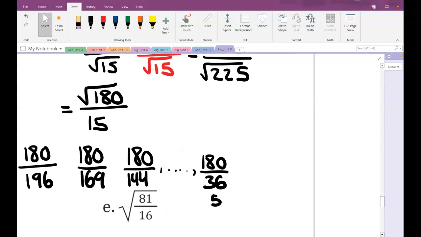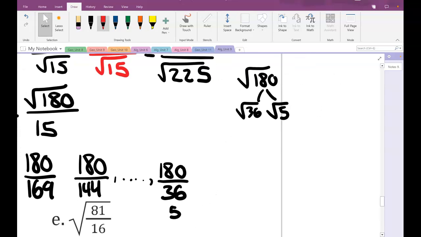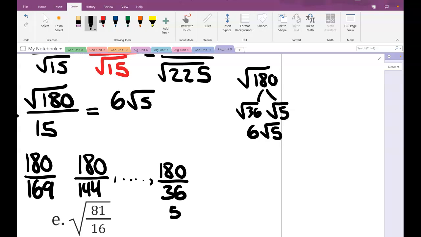So we can write off to the side, 180 is the square root of 36 times the square root of 5. Multiply 36 and 5 and you get 180. And that we can simplify, because 36 is a perfect square. So we can write 6 square root of 5, and that is our numerator now. 6 square root of 5 divided by 15.